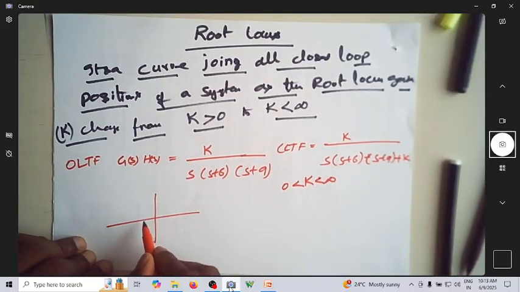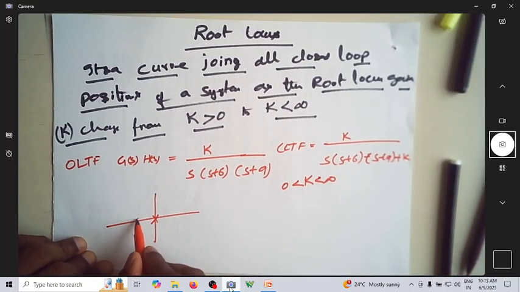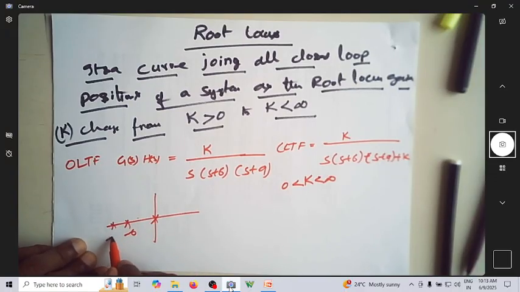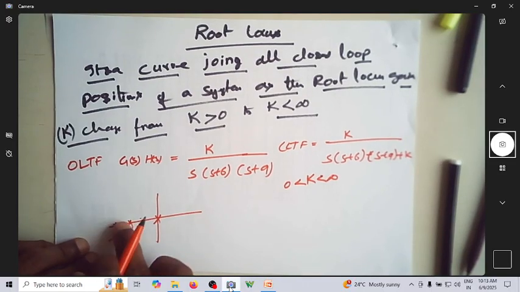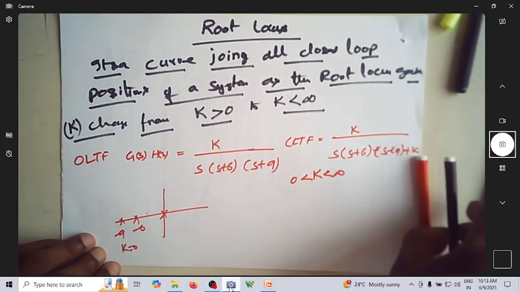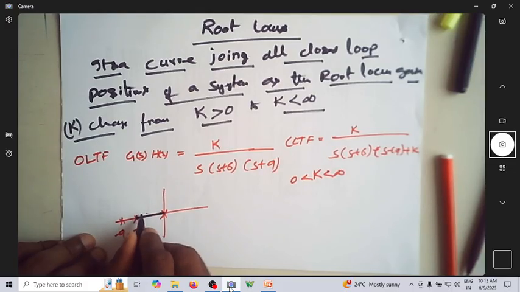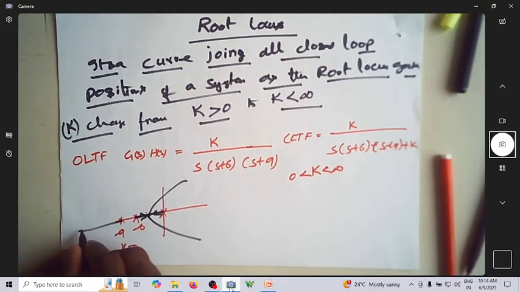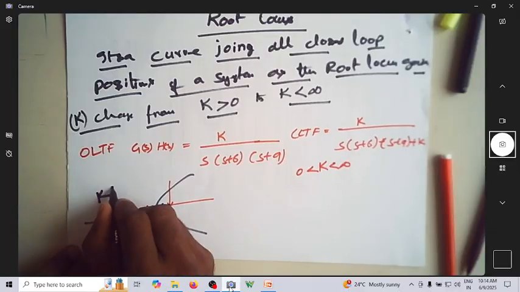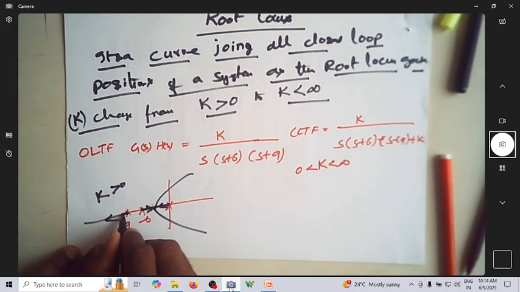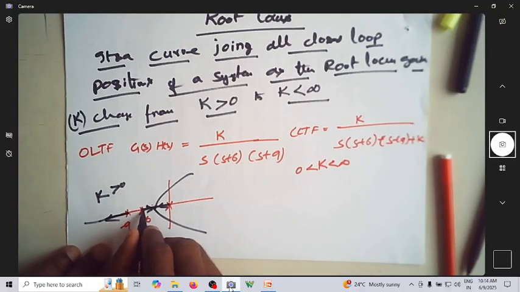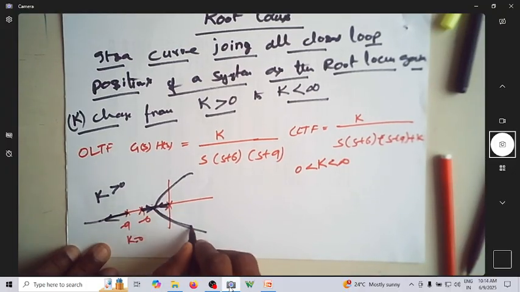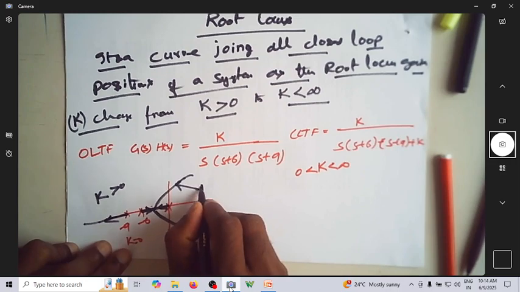The open loop poles were at 0, minus 6 and minus 9. This is when K is equal to 0. When K is greater than 0, they change position. We know that it goes like this, breaks somewhere here, goes like this, and keeps moving. Why does it keep moving? As you increase the value of K greater than 0, the closed loop poles start moving. Here also it starts moving, it just goes here. So this is called the root locus.